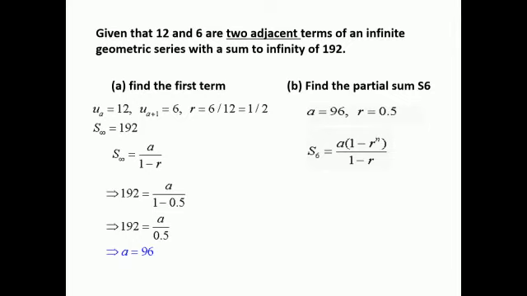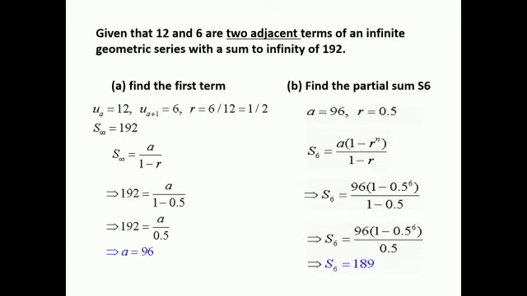Give the values here. S6 we don't know, we can write S6 is equal to, a is 96 and r is 0.5, and n is equal to 6 because it is S6. You will get S6 equal to 96 multiplied by 1 minus 0.5 to the power 6 divided by 0.5. Altogether you will get 189.